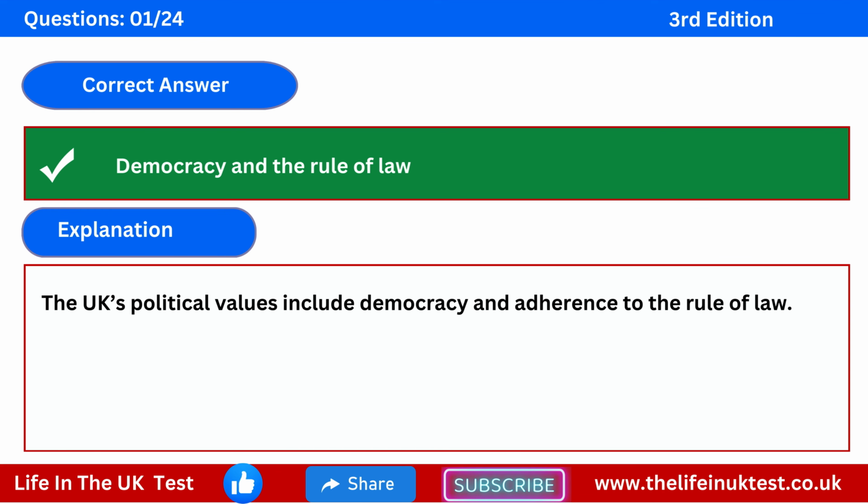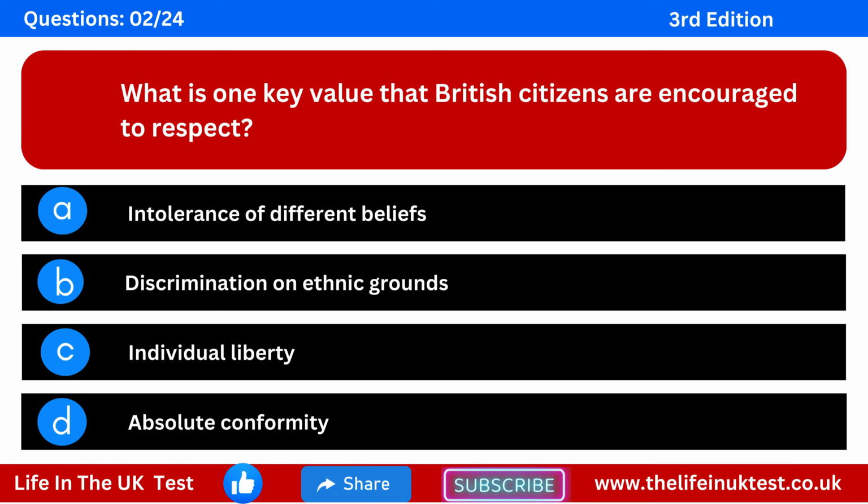The correct answer is democracy and the rule of law. Explanation: the UK's political values include democracy and adherence to the rule of law. Question 2. What is one key value that British citizens are encouraged to respect?